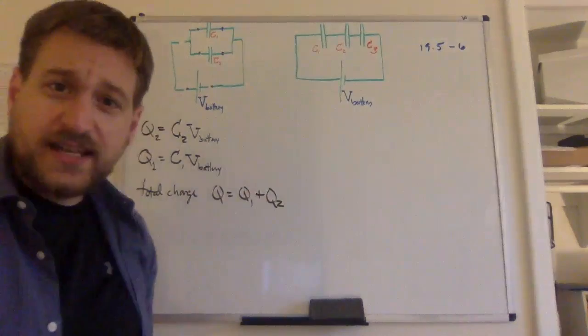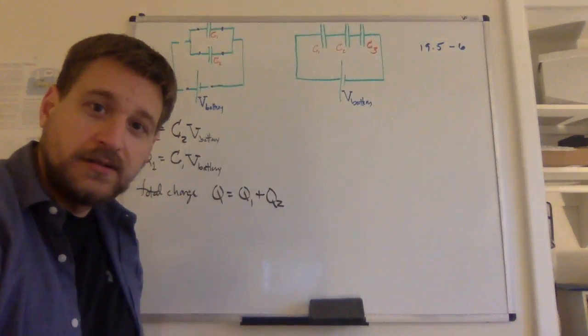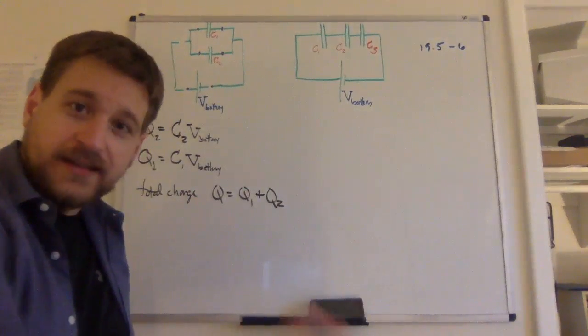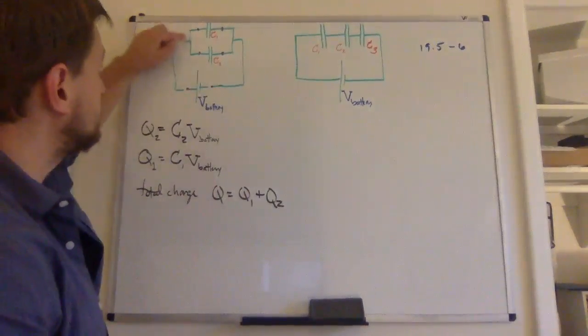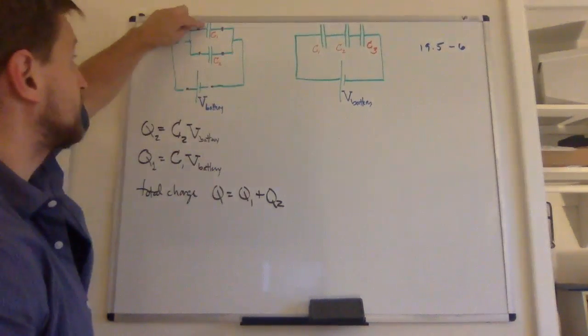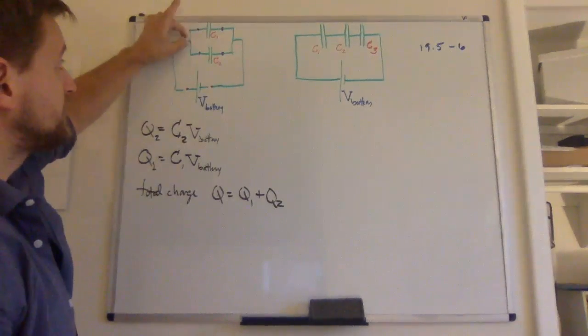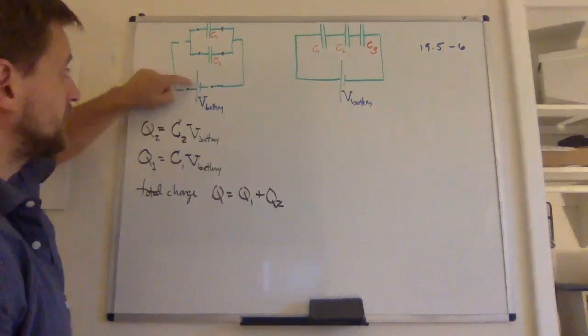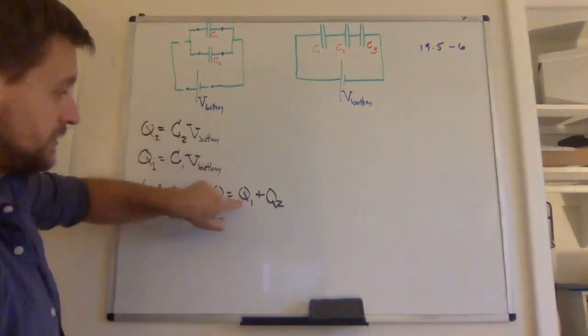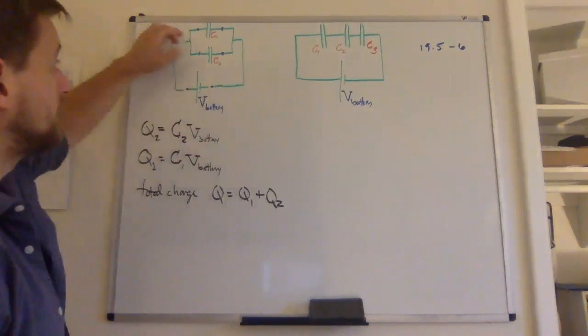It's sort of like saying how the current needs to add in a junction. We've got charge Q1 going this way and charge Q2 going this way. They need to come from somewhere, and they all needed to come from here, and that means we're moving a total charge equal to the sum through the battery to get it up here.